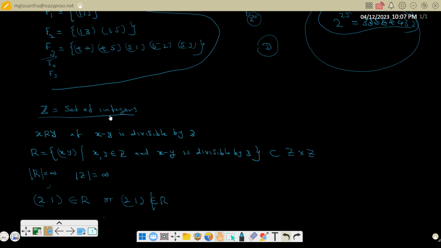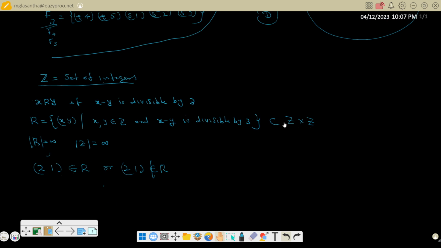Z is an infinite set. Can you list out Z cross Z? Is it possible to list out? Can't. Because Z is an infinite set, therefore Z cross Z is also an infinite set. So can you list out the elements of R? You can never list them out. But if you want, you can write down only a few elements. Suppose if you are given an element, you can check whether it belongs to R or not.